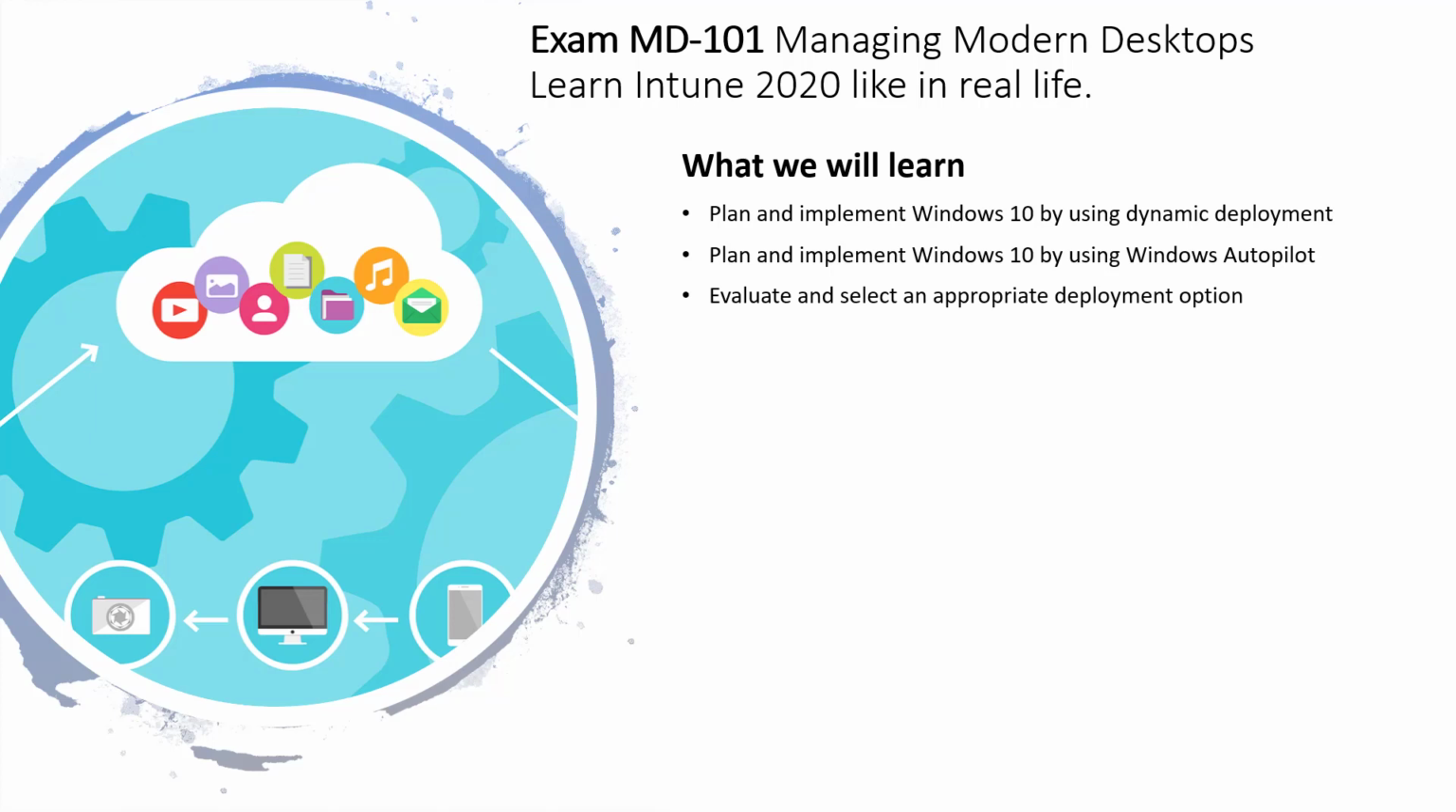And then we will evaluate and select appropriate deployment options. We have different kinds of options, and we will see what is really going to work best for our organization or for our employees. This is also part of the exam. Then we will see how we can upgrade devices to Windows 10. If you have devices with different operating systems, which are not Windows 10, how can you upgrade them and use them for your organization in the best way?